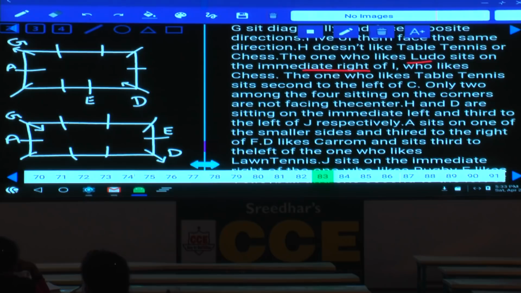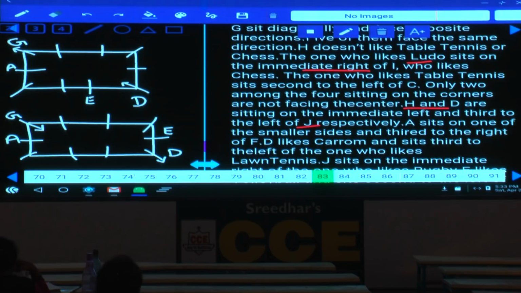That means 2 are facing the center and 2 are away from the center, isn't it? And H and D are sitting on the immediate left end. Now we have this information. H and D are sitting on the immediate left and third to the left of J respectively. That means H is to the immediate left of J, and D is third to the left of J.